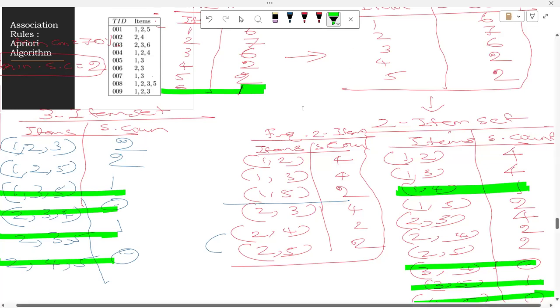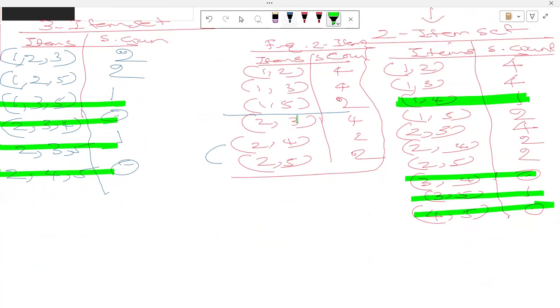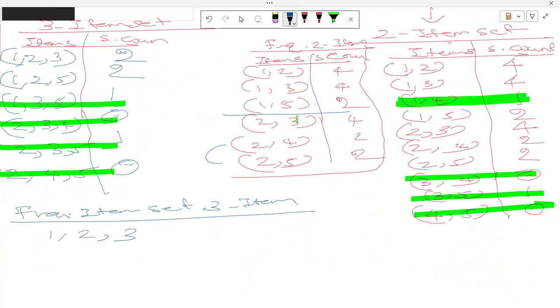Now we have the frequent item sets. What are the frequent item sets for 3 items? They are 1, 2, 3 and 1, 2, 5, right? So what is the support count? The support count is 2 and 2, right? What is the next step?